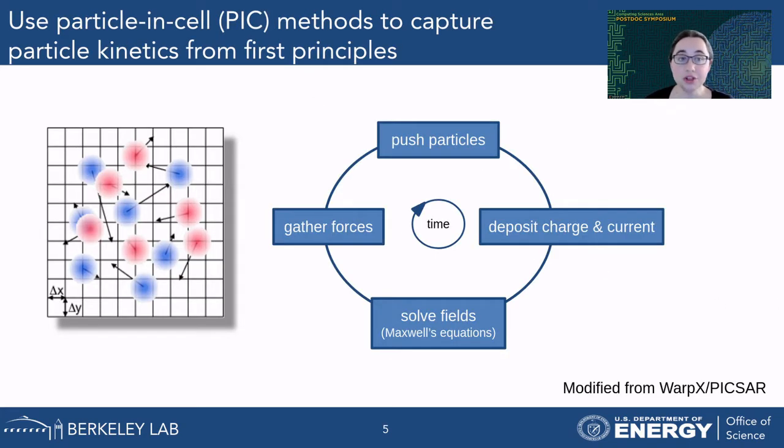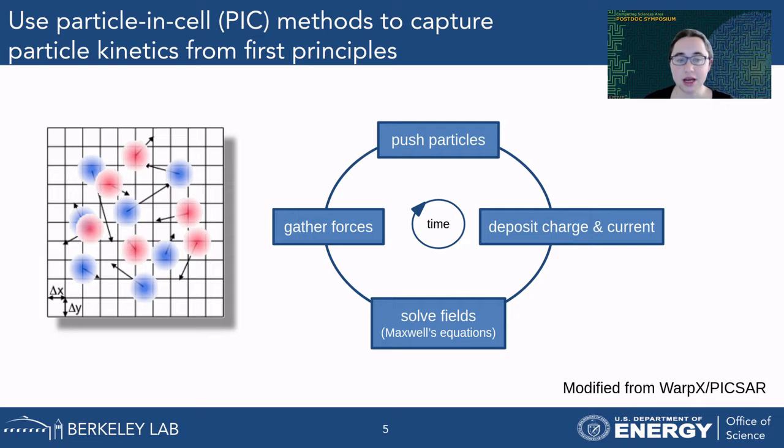Both of these approaches require understanding the particle kinetics, so our tool of choice is particle-in-cell methods. In the particle-in-cell method, the plasma is represented by macro particles on a spatial grid. Each of these macro particles represents an ensemble of electrons or positrons in our case, or electrons and ions.